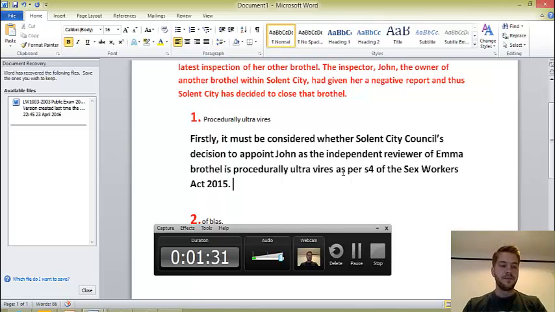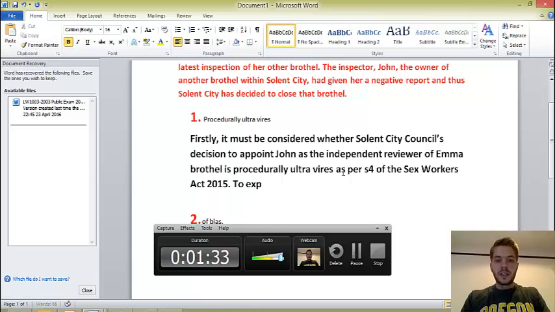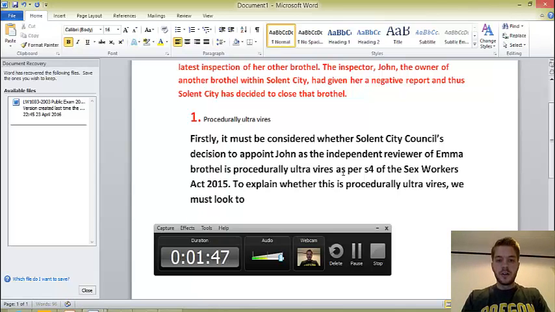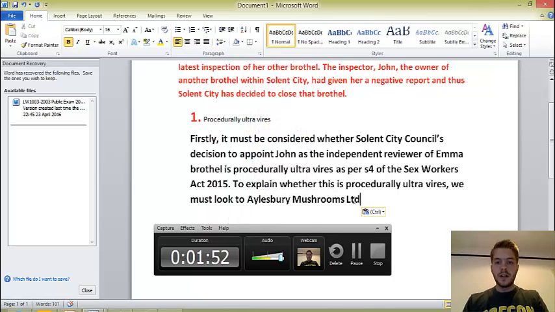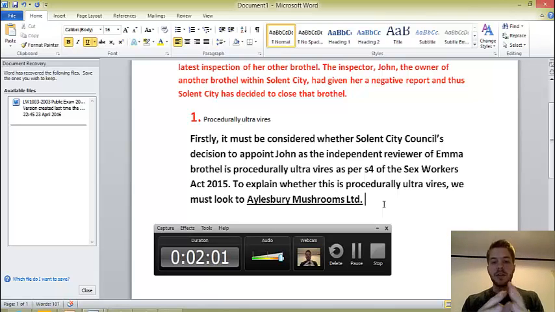to discuss. So, to explain whether this is procedurally ultra vires, we must look to Allsbury Mushrooms Limited. Now, in an exam, you always underline your cases. Just as in coursework, you put them in italics. Obviously, you cannot write in italics in an exam, so you underline the case.